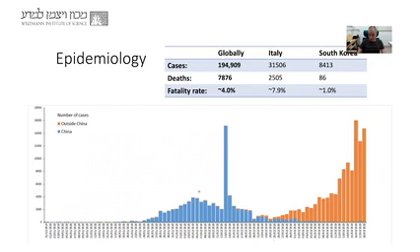And you can see that in China, the situation is mostly resolved. They have it under control. There are almost no more new cases. But you can see the huge spike in new cases in other places in the world.